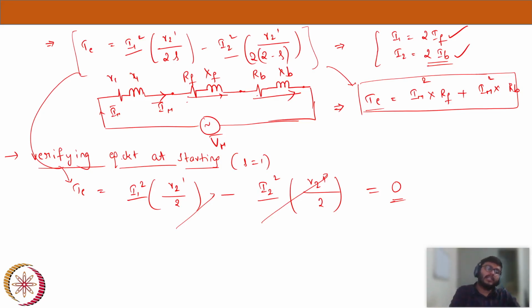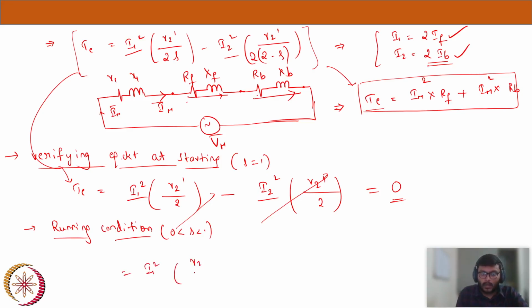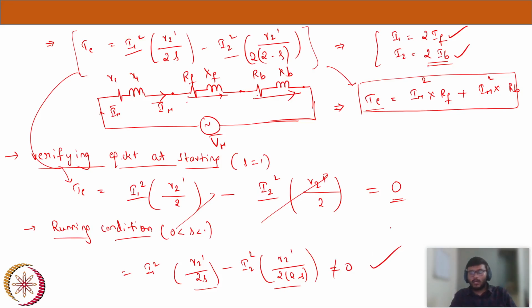Now if it is in a running condition, running condition means slip is not equal to 0. There exists some slip between 0 to 1. Now if you substitute that, I1 square into R2 dash by 2s, and the same expression minus I2 square into R2 dash by 2 into 2 minus s. Now these two are not equal and the difference is not equal to 0, so there exists some torque, that is the running torque. So these are the two main points which we concluded last week.